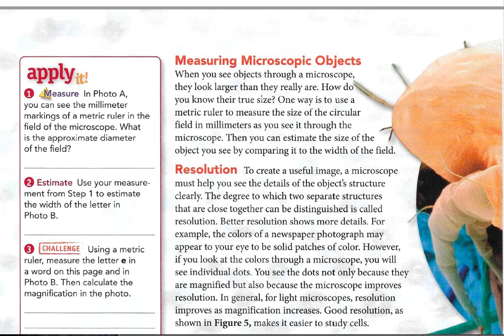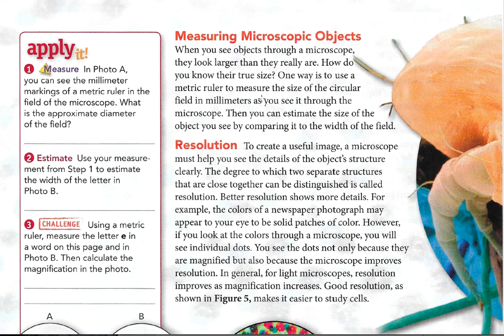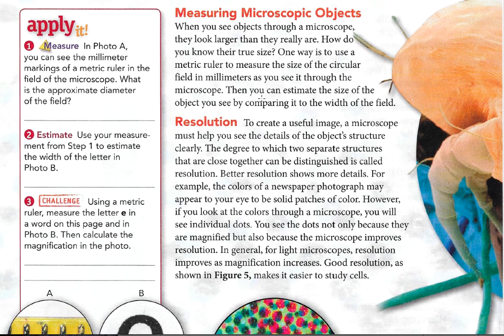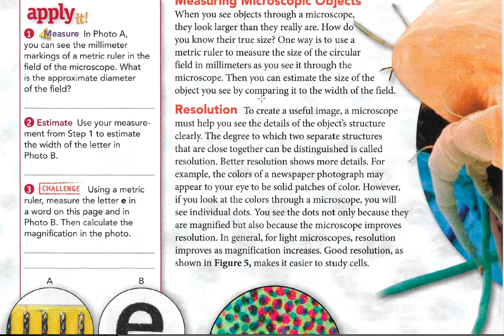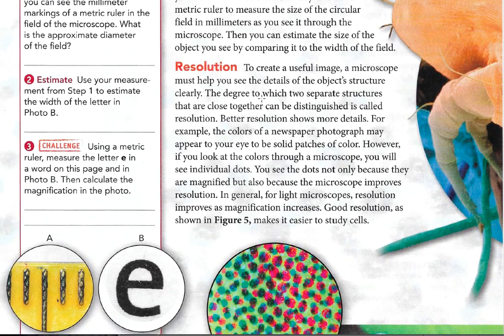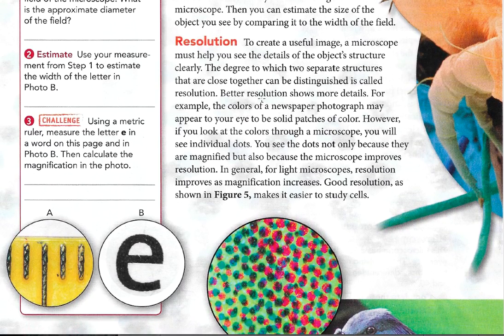To create a useful image, a microscope must help you see the details of the object's structure clearly. The degree to which two separate structures that are close together can be distinguished is called resolution. Better resolution shows more detail. For example, the colors of a newspaper photograph may appear to your eye to be solid patches of color. However, if you look at the colors through a microscope, you will see individual dots. You see the dots not only because they are magnified, but also because the microscope improves resolution. In general, for light microscopes, resolution improves as magnification increases. Good resolution, shown in Figure 5, makes it easier to study cells.